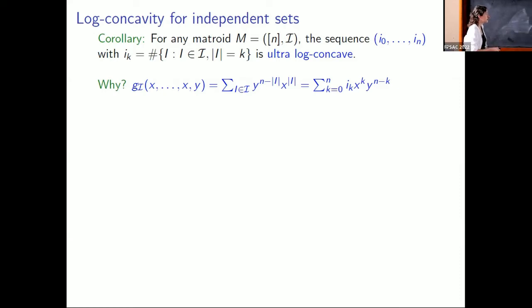So we have a multivariate polynomial that's log concave, and one can show that if you restrict some variables to be equal to each other, so that you're summing up over all of the independent sets of y to the n minus the size and x to the size, this will also be log concave, and this is exactly a bivariate log concave polynomial whose coefficients are what we want.